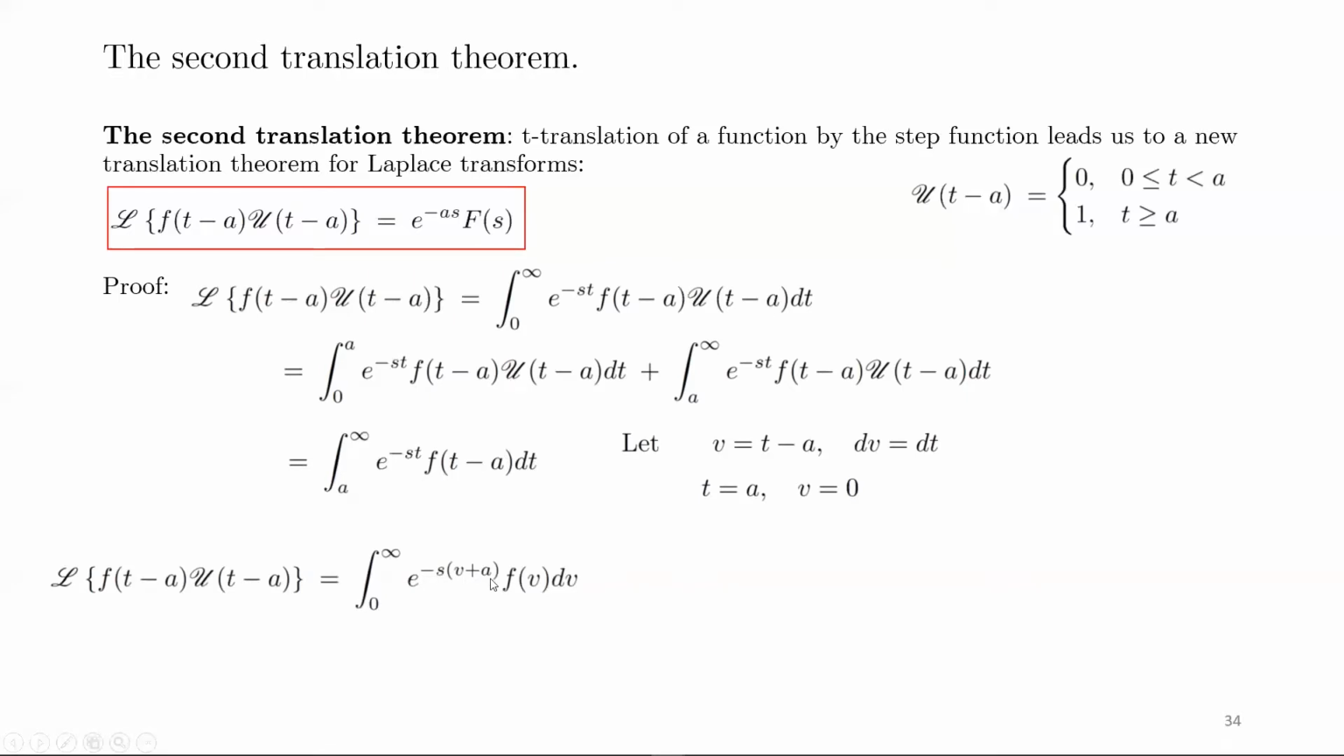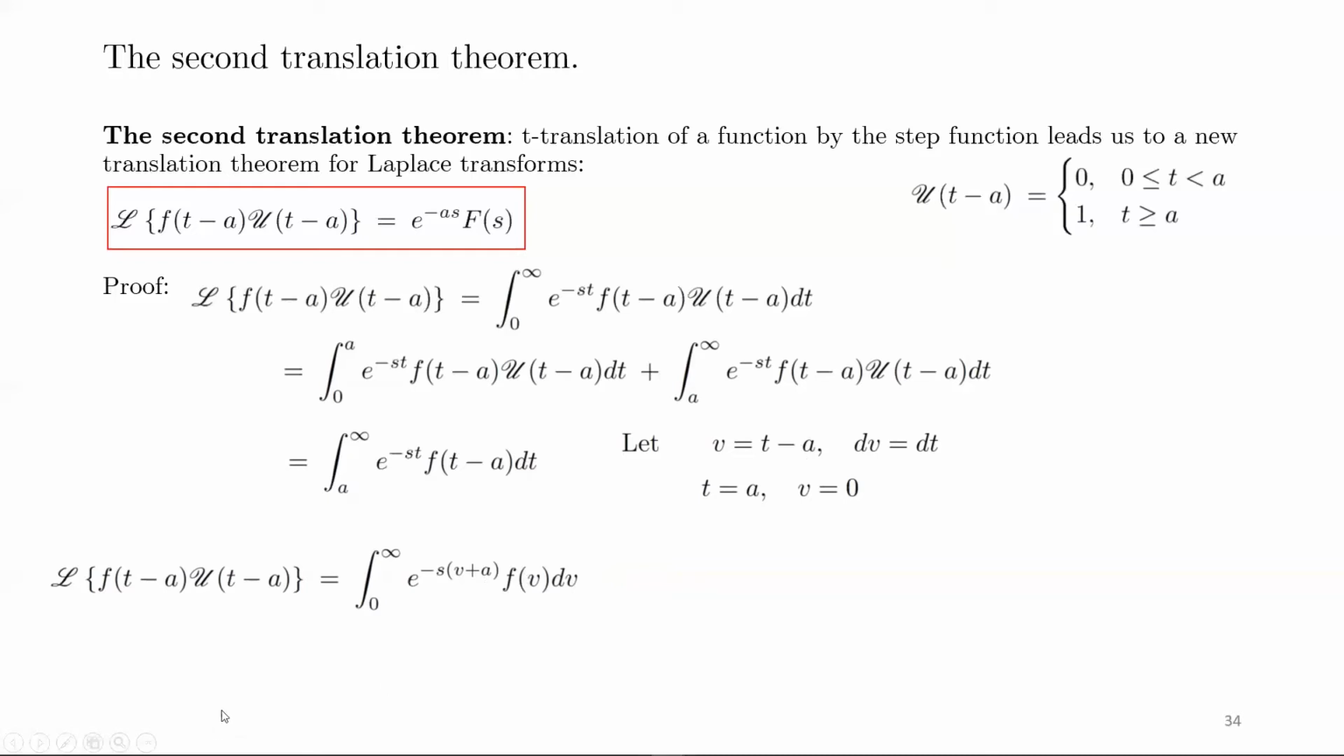times v plus a, because here t is equal to v plus a, so I'm replacing this t in here by v plus a, times f of v, because v is equal to t minus a, so this t minus a is equal to v, and dt equals dv. Okay, so I've performed the substitution now.